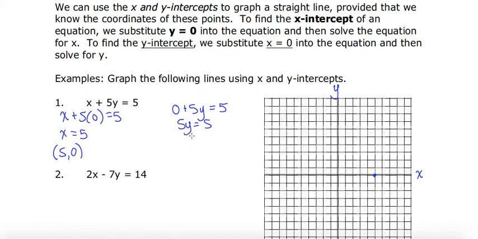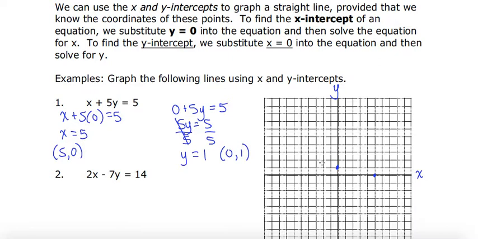Now, because we have a coefficient in front of our y, we want to divide both sides by 5 so that it cancels out on the left-hand side. So we're left with y equals 1 because 5 divided by 5 is 1. And if we were to write the y-intercept as a coordinate, it would look like (0, 1). So then we could go ahead and plot our y-intercept right there. And then we could connect these dots using a straight line.